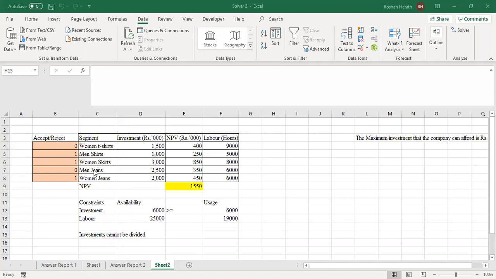So there can be different kinds of constraints. According to your thinking, you can expand this and try different things out. It's your imagination.